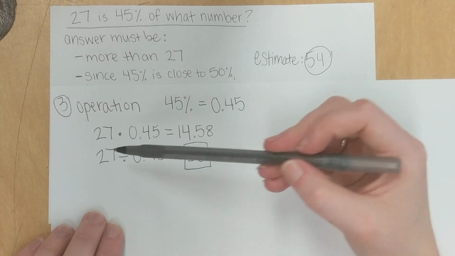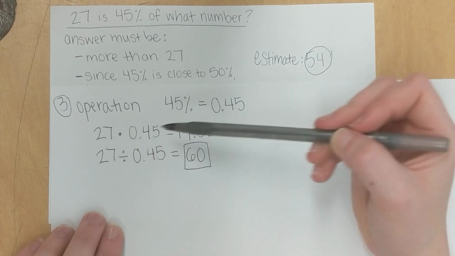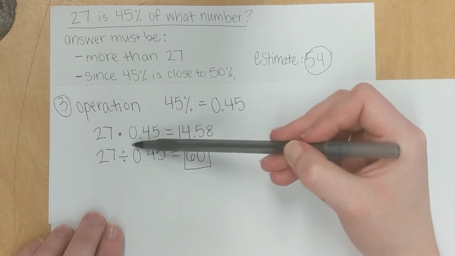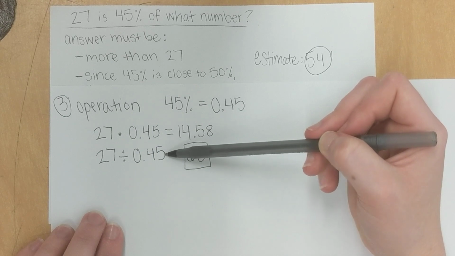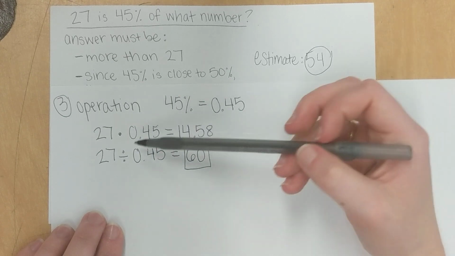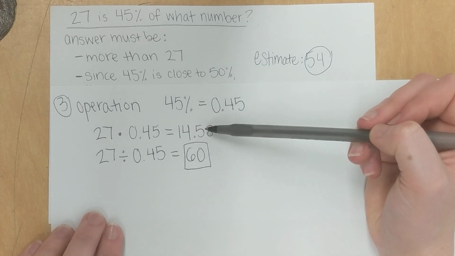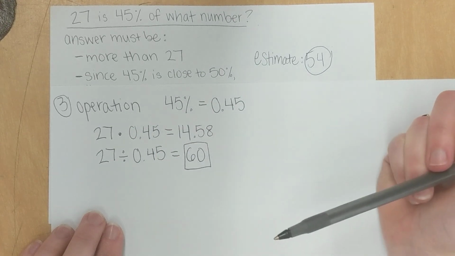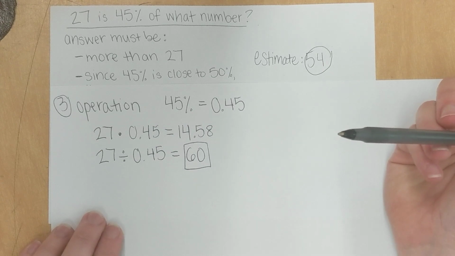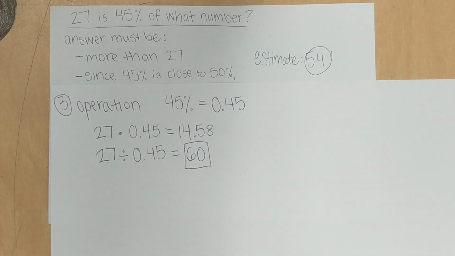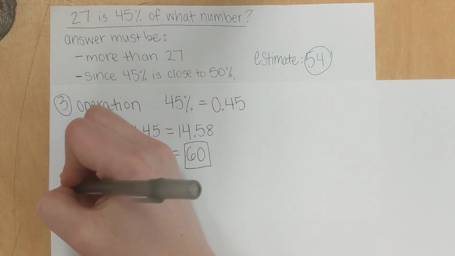It actually gave me a number that was bigger than 27. When you divide by something that's smaller than 1, like 45 hundredths, you actually get something bigger. And when you multiply by something that's less than 1, you actually get something smaller. It's the opposite of how regular whole numbers work, numbers that are bigger than 1. Okay? All right, last strategy.